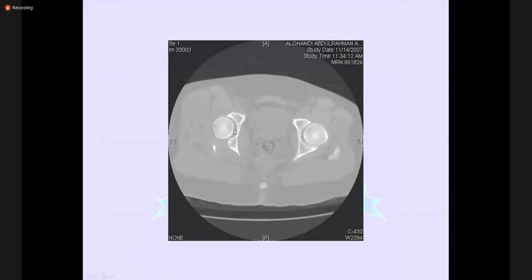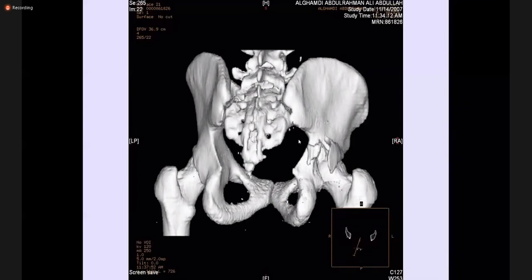This is the CT scan. This is the femoral head. This is the anterior wall. This is the posterior wall, and this is the roof of the acetabulum. See the fracture of the posterior wall of the acetabulum. And this is the 3D reconstruction of the same patient, which is showing the comminuted fracture of the posterior wall of the acetabulum.